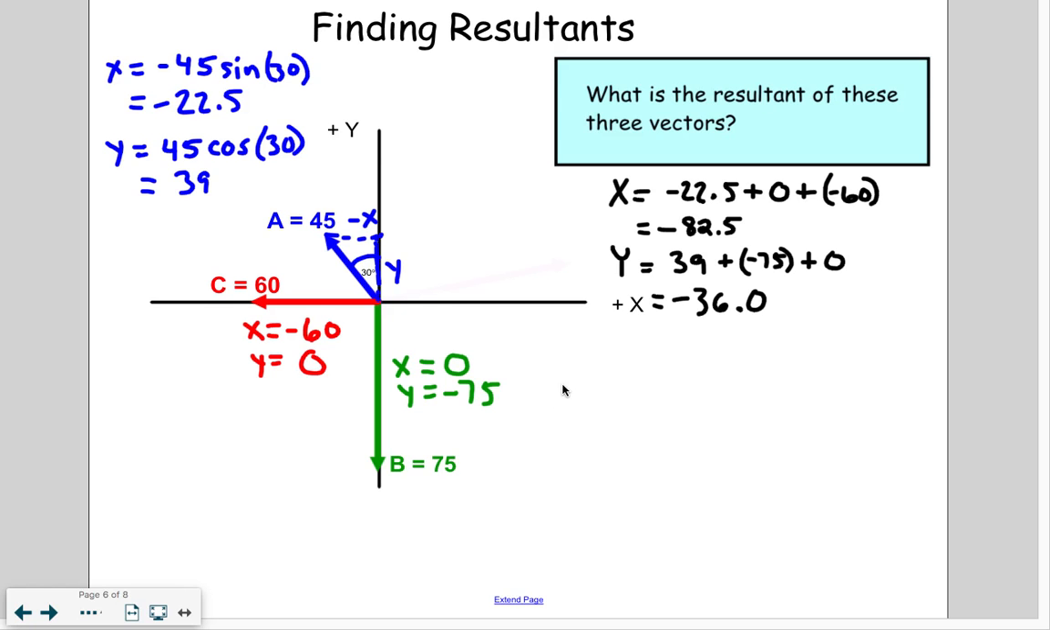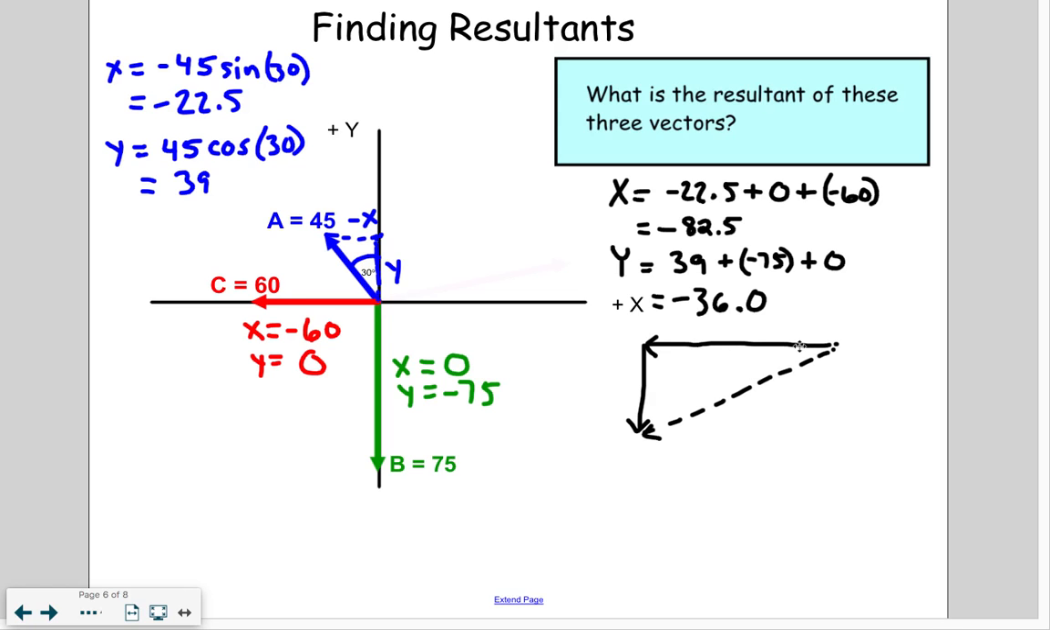Now we're into step number 3. What we're going to do is draw a new triangle. And so once again, you can start with the x or start with the y. This is a negative x and then a negative y. So my triangle is going to go like this, negative x, and then from the end of it, negative y. And so my resultant is going to be right there, and it's traveling from start to finish.